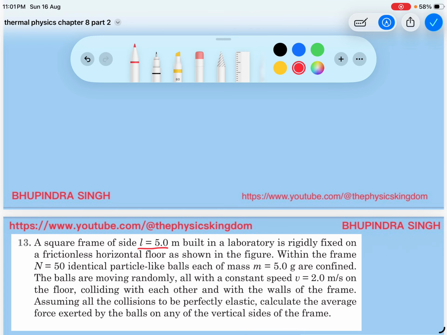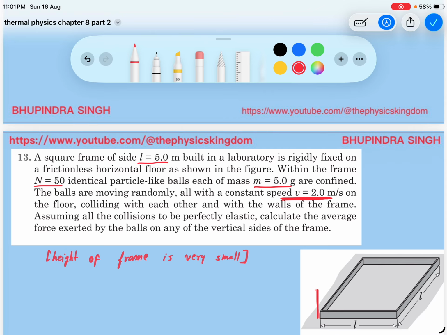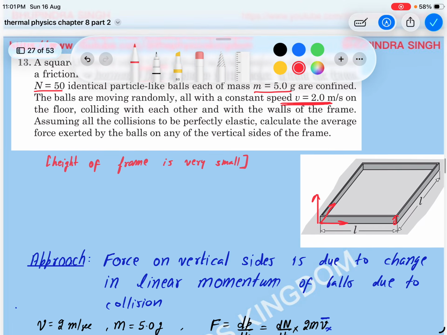The side length of the frame is given, 50 balls are given, the mass of each ball is given, and the random velocity is 2 meter per second, right? So v is 2 meter per second, their random velocity; randomly they are moving. So along x the balls will have some x component, y component. Just like in our KTG theory we write vx bar whole square plus vy bar whole square should be equal to v square, because motion along the third axis is not possible. That is our crux point here. So motion only along x and y axis is possible because this height is very small, right?